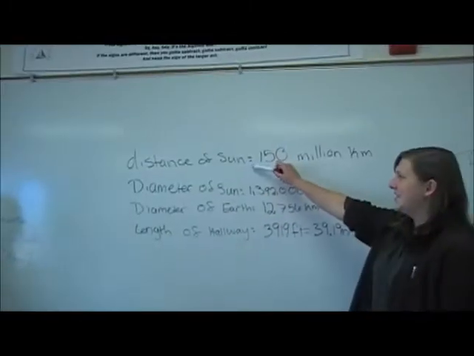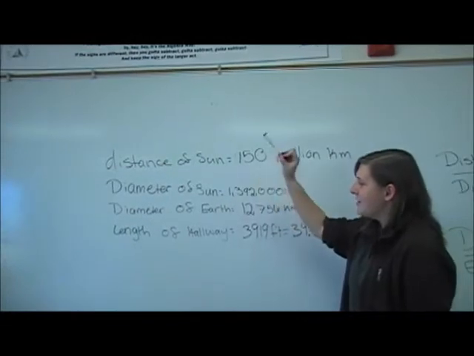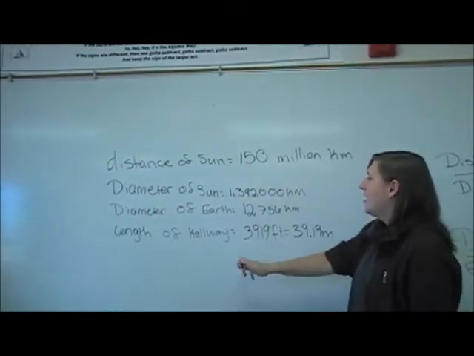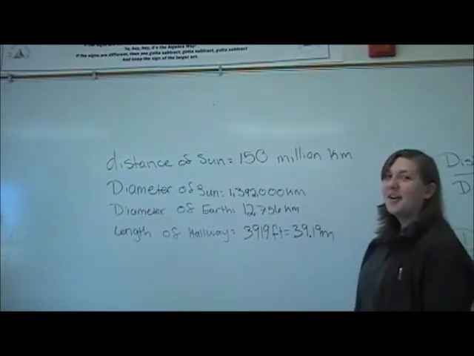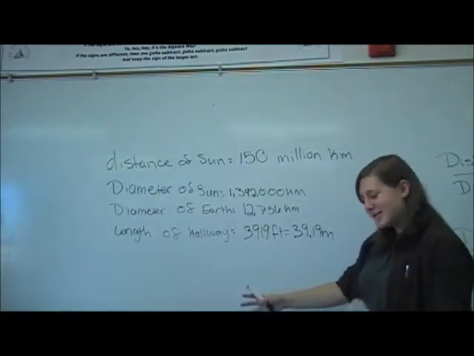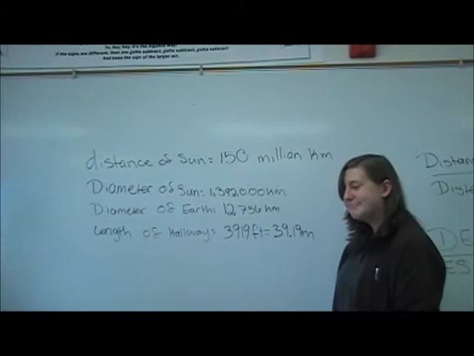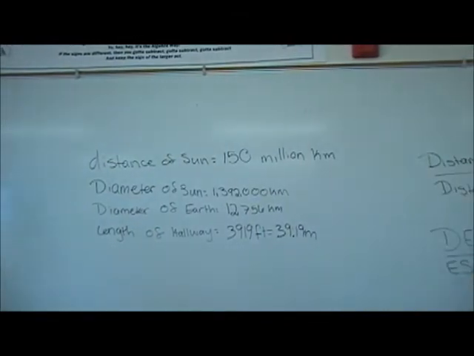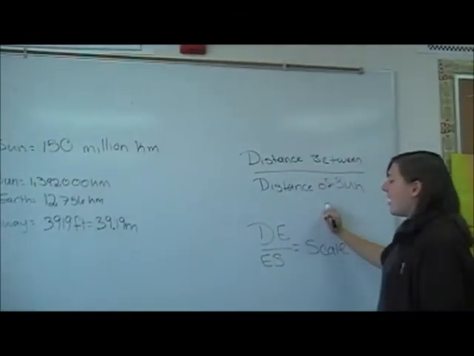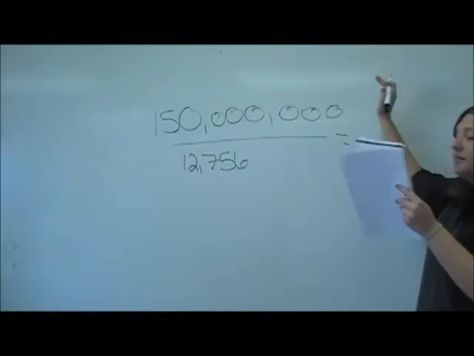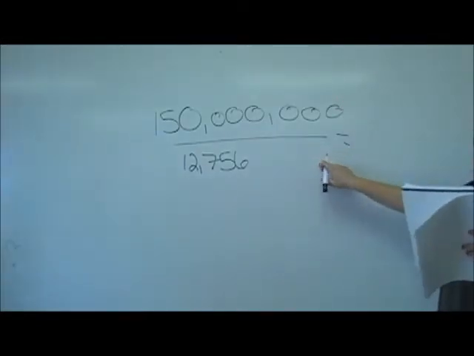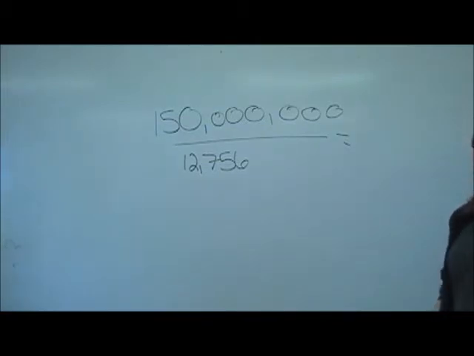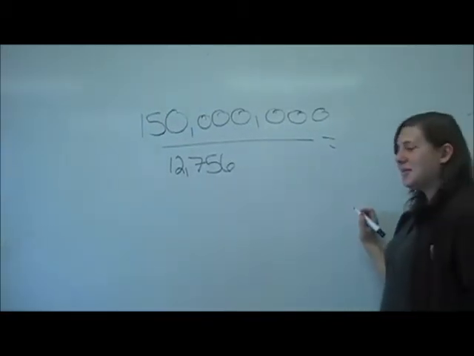All right. Yeah. So the diameter of the sun, diameter of the earth, length of the hallway. These four numbers are going to help us create the scale. To find the scale, take the diameter of the earth and the distance between and the diameter of the earth, equals.